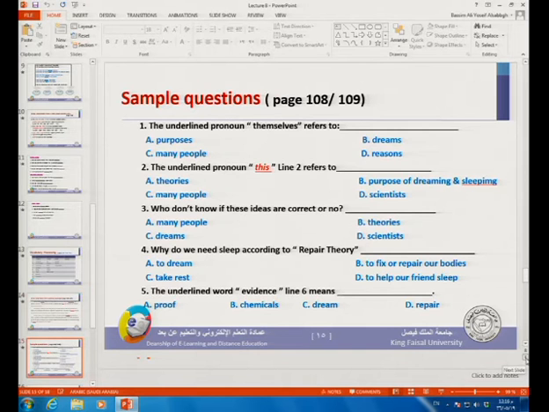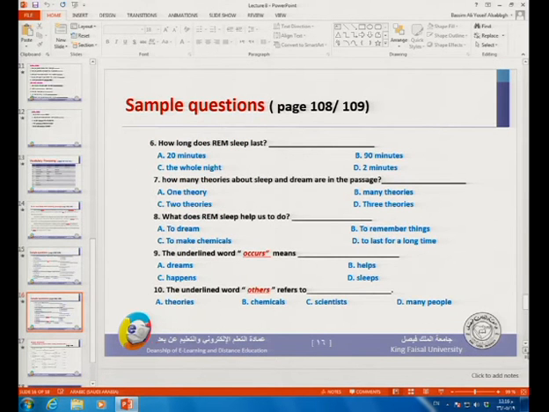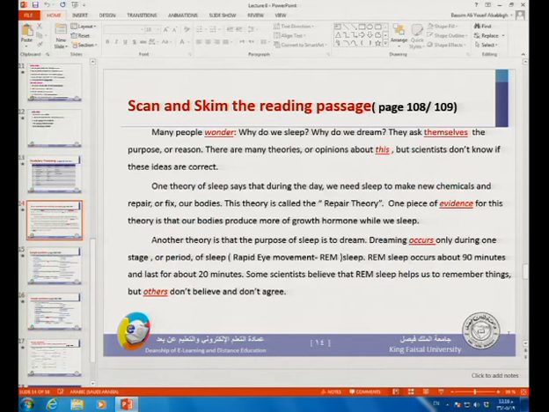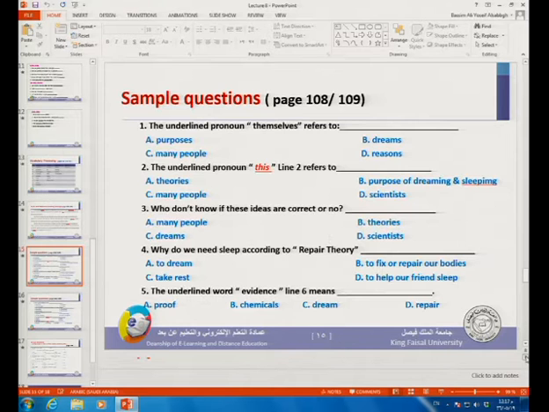The underlined pronoun this in line 2 refers to, word this in line 2. Yes, here, there are many theories or opinions about this. Theories, many people, I'll leave it for you. Alright? Just go back and try to figure out what does it refer to. Alright? You need to go back a bit.